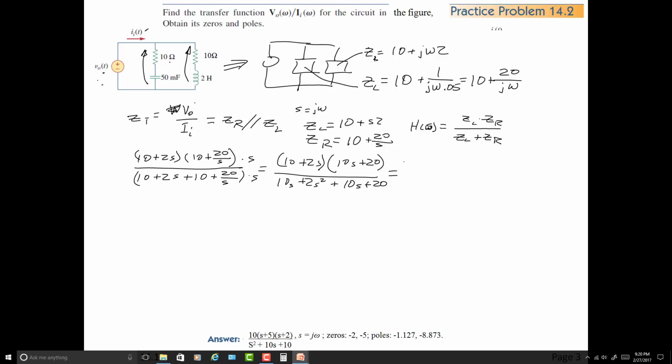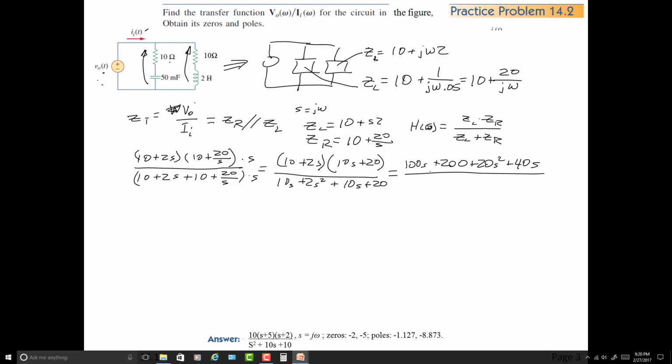So on the top, we've got 100S. We could have done all this before we multiplied by S, but so 100S plus 200. That's the original 10 times both terms on the right-hand side. Then 2S times 10S will be plus 20S squared, and 2 times 20 is plus 40S.